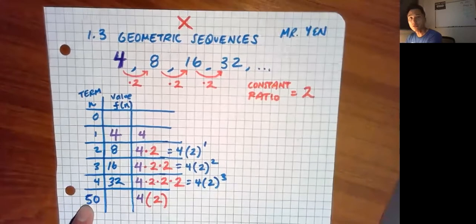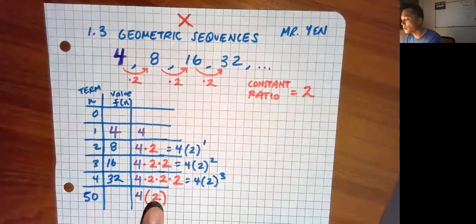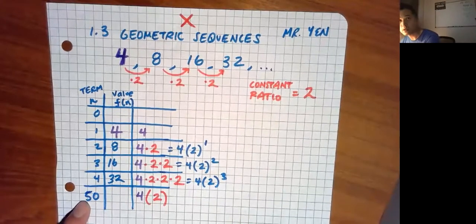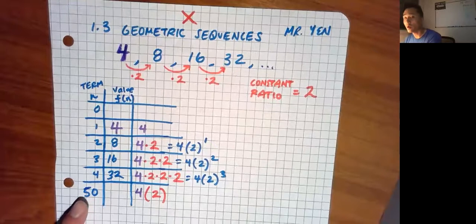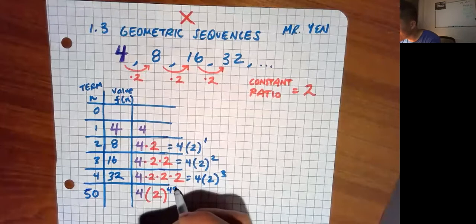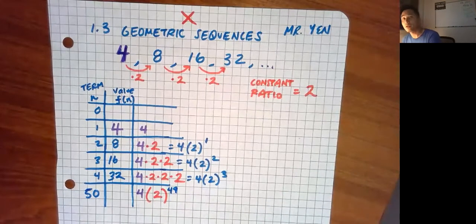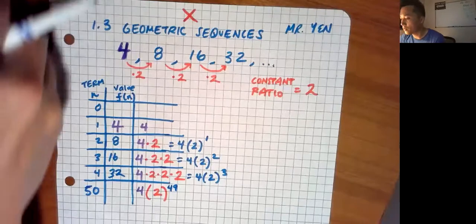Which means if it's the 50th term, we would multiply by the constant ratio 1 less than whatever the term number is. If the term number is 50, 1 less than 50, to the 49th power. That's how we would figure out the value of the 50th term. Okay, keep that in mind because that's going to help us out for the explicit function.